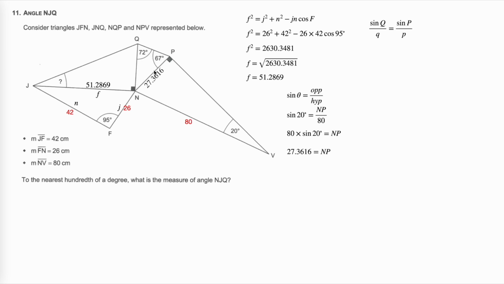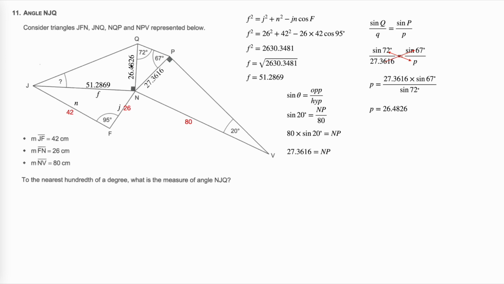I'm going to use the sine law to figure out Q to N. This is angle Q, so this is my side Q, this is my angle P, and this QN will be side P. Sine of 72 over 27.3616 is equal to the sine of 67 over side P. Cross multiply. That gives P equal to 27.3616 times sine of 67 degrees divided by the sine of 72, which is 26.4826.